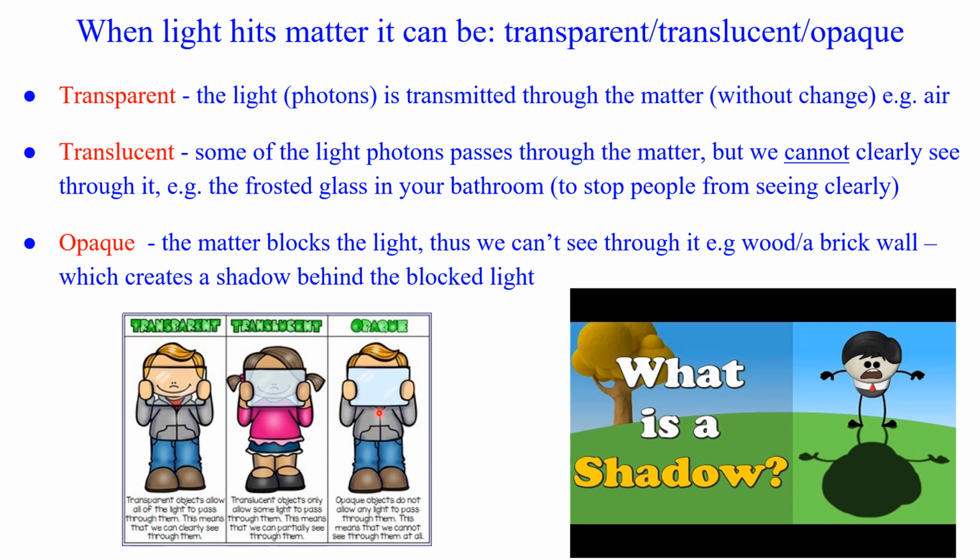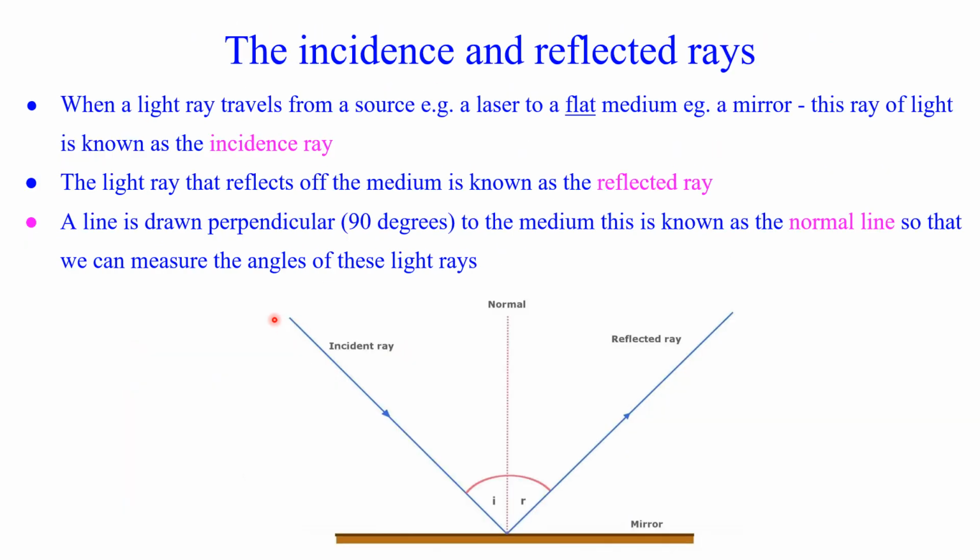A light shines on that opaque image and then a shadow is cast behind it. Okay, let's go a bit further with specular, aka regular reflection. So we've got a hard, even surface here, our mirror. And we start with an imaginary line called the normal line, which we draw perpendicular to that mirror, 90 degrees, creating a 90-degree angle on both sides.